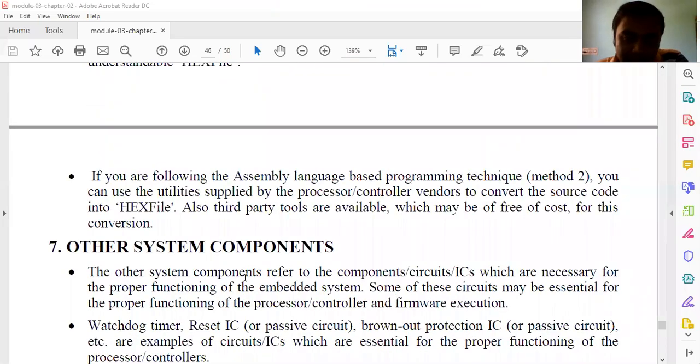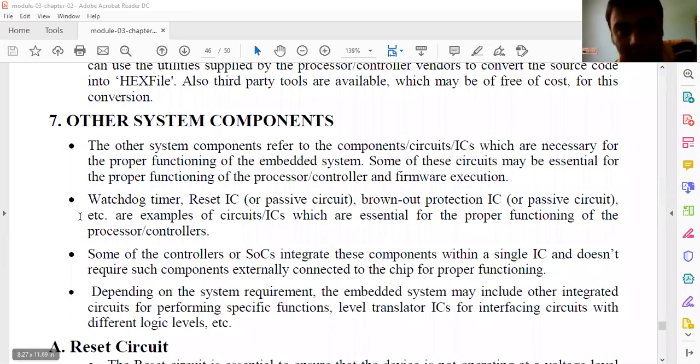Next, the last part of this third module, other system components. Apart from the communication components, what are all the other components available in embedded systems? Okay, I will just brief them.